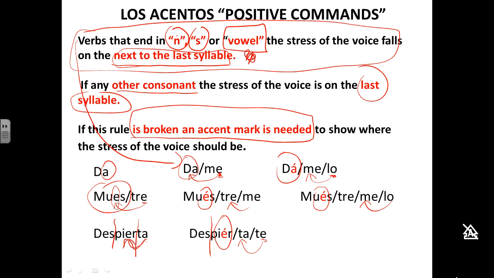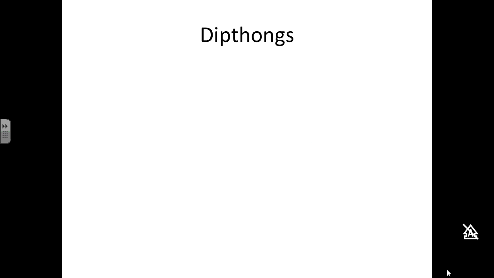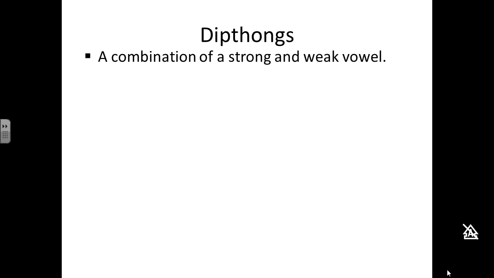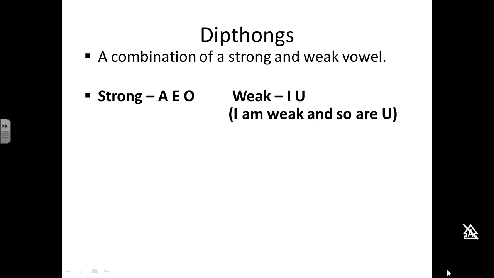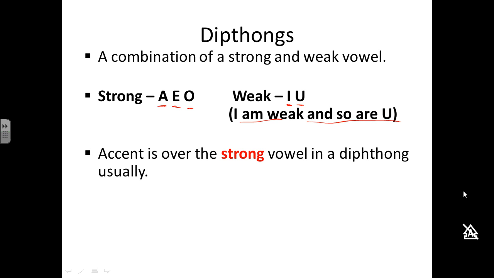Are you wondering about why it isn't over the I? Well, I'm going to talk about that. I'm going to talk about diphthongs. You might have heard this before. A combination of a strong and a weak vowel is a diphthong. The strong vowels are A, E, and O, and the weak are I and U. One thing that might help you is "I am weak, or you." The accent is over the strong vowel in a diphthong usually. So if you have two vowels together, typically the accent mark would be over the strong vowel, not the weak vowel.